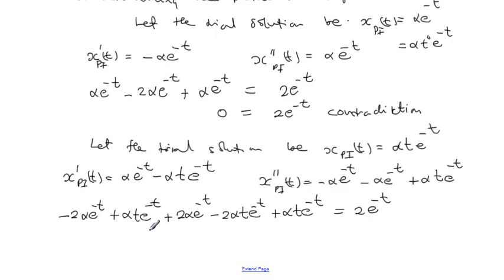Simplifying the left hand side again, collecting the like terms, minus 2 alpha plus 2 alpha gives us 0. And then alpha t e plus alpha t e gives us 2 alpha t e, minus 2 alpha t e gives us 0. Again, we get here 0 equals 2 e to the power minus t, which is again a contradiction.